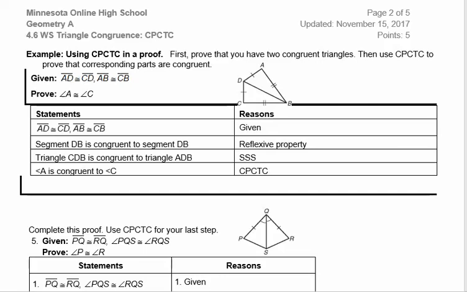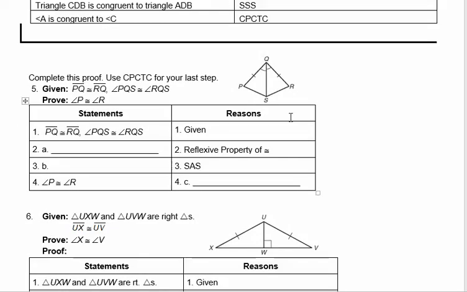Once you prove that you have congruent triangles, then you can use CPCTC as a reason in your proof for the other angles being congruent or the other sides being congruent, those that were not given. So this is an example. You can look over that one. And then let's look at how to do number 5.